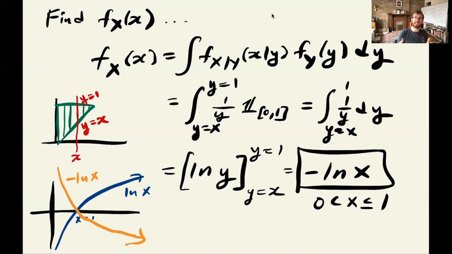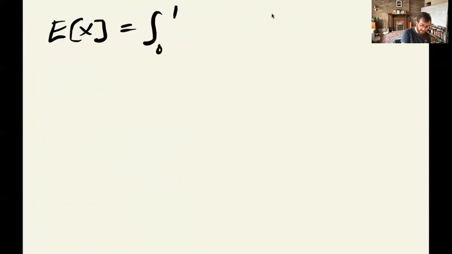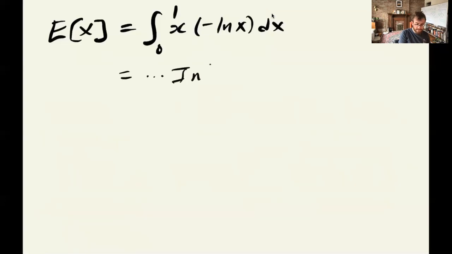Now, the more surprising thing is that we can actually say that this is the expectation for this random variable whose PDF is negative natural log of x. Just to give you a quick idea of how you would compute this the long way, E of x would be the integral from 0 to 1 of x times negative natural log of x dx. And how do you do this? Well, you'd have to integrate by parts.